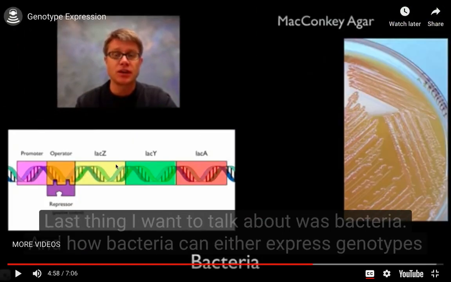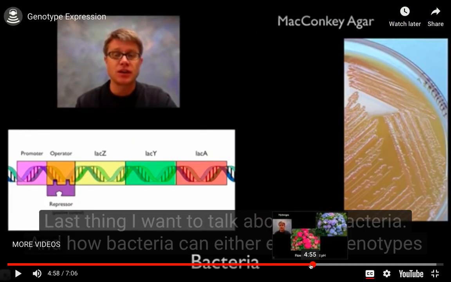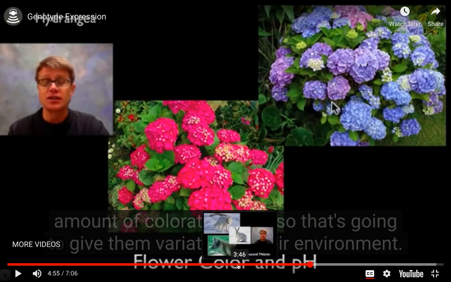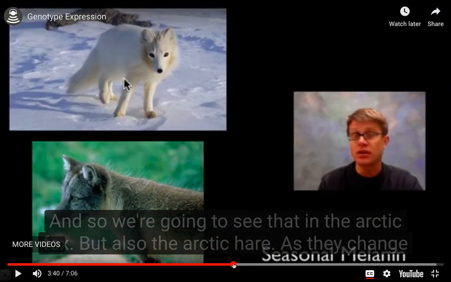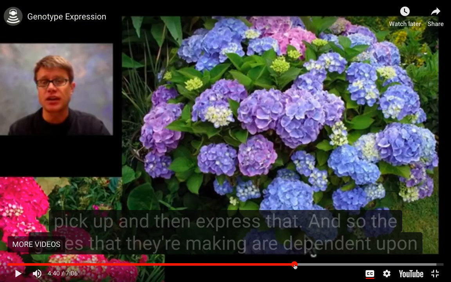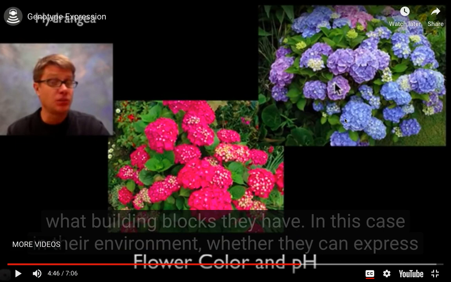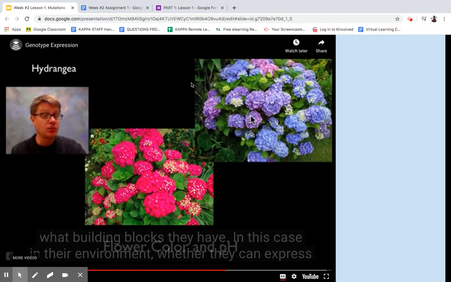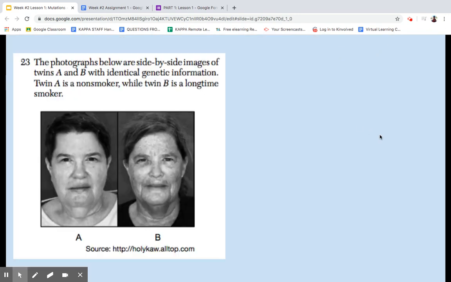All right, so we saw how animals have their traits expressed based on the amount of sunlight during the time of the year, and how some plants can have their traits expressed based on the pH or the acidity of the soil. Those are some examples of how the environment can affect the expression of traits.